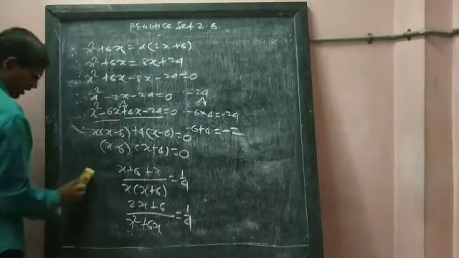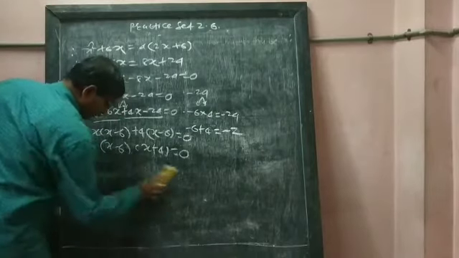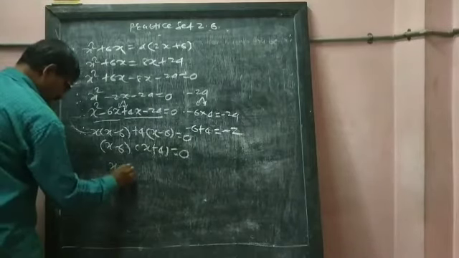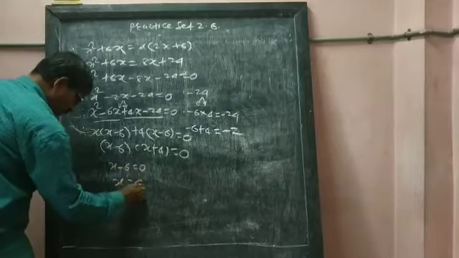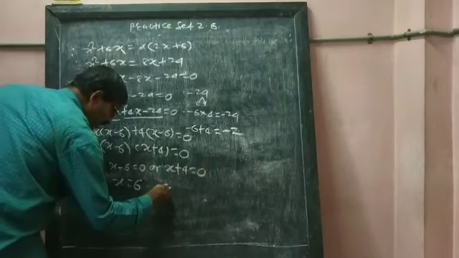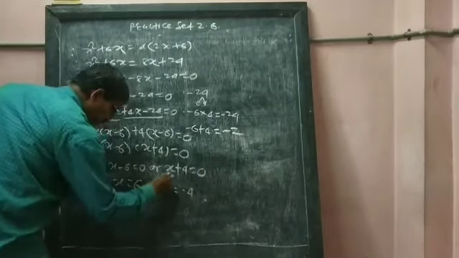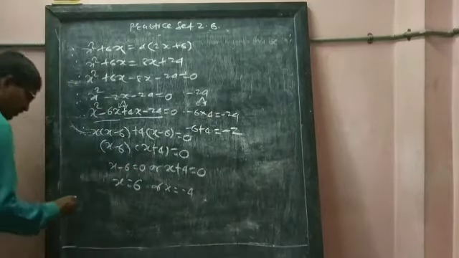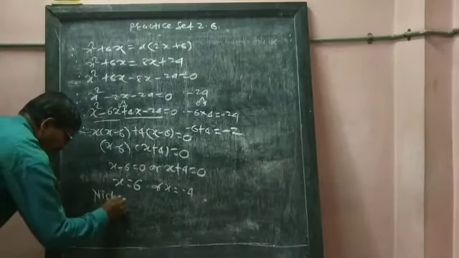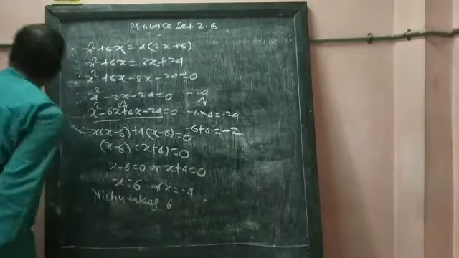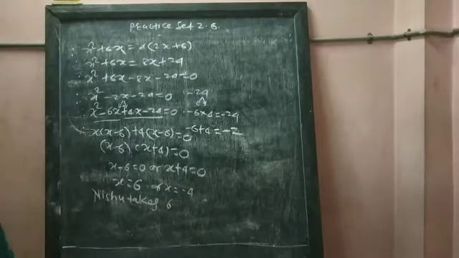Now we should proceed here. x minus 6 is equal to 0, so x is equal to 6, or x plus 4 is equal to 0, then x is equal to minus 4. Therefore, what is asked? Nishu will take 6 days.